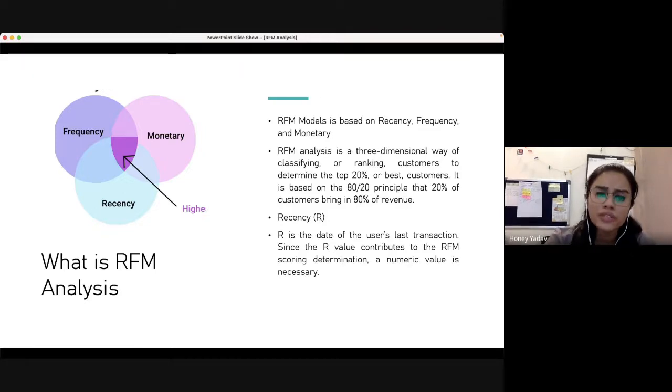So when I talk about recency, R is the date of the user's last transaction. Recency is a very specific date of the user's last transaction. That is the only way I can be assured that the user is not a dormant customer for my organization or for my product or service.